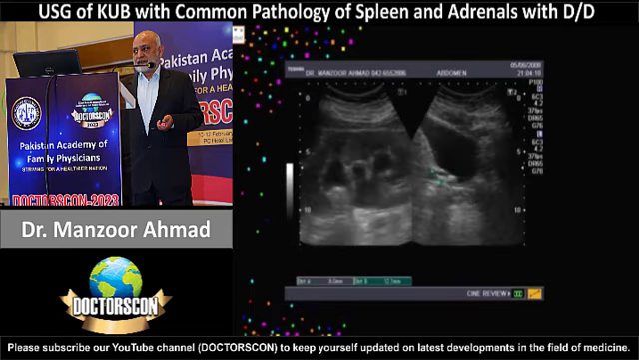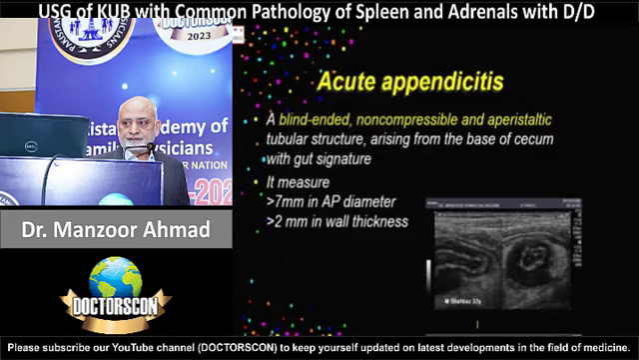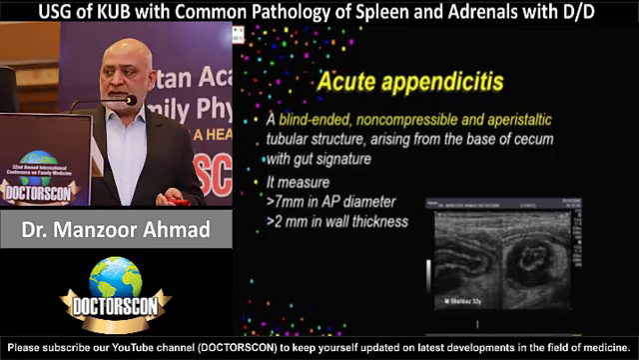Then at the distal end, there are two stones that are producing hydronephrosis. When the stone is at the distal end, the patient feels severe pain, and that pain sometimes mimics acute appendicitis, and we also have to rule out cystic lesions in the adnexa if it is a female patient. The appendix at ultrasound appears as a blind-ended, non-compressible, aperistaltic structure, and the AP diameter should be more than 7 millimeters and the wall thickness more than 2 millimeters to label that gut part as acute appendicitis.